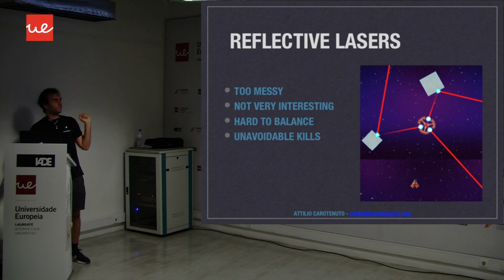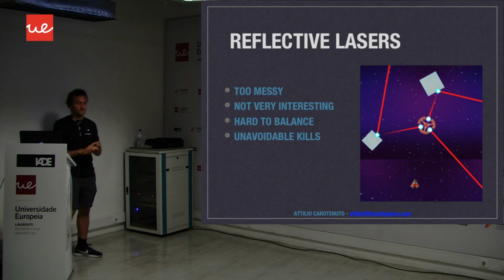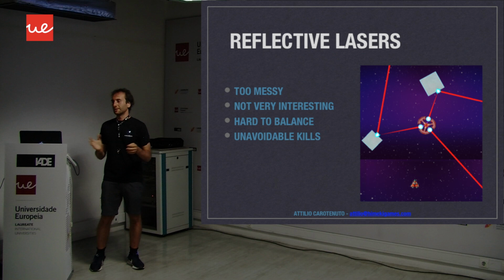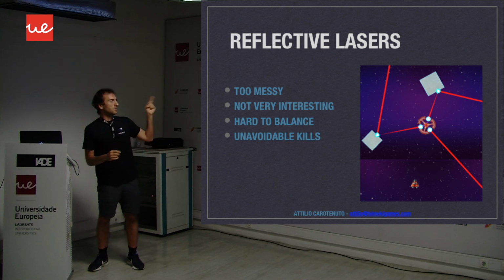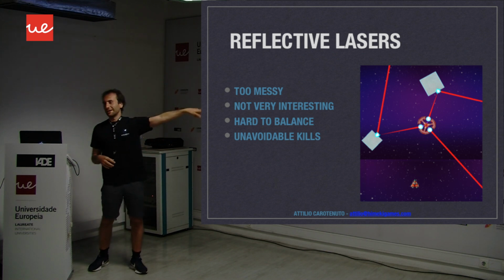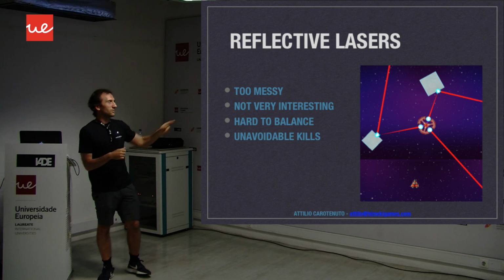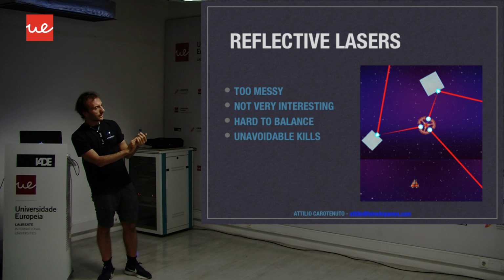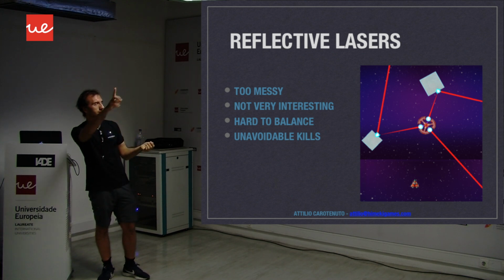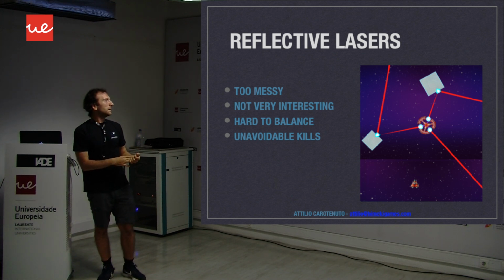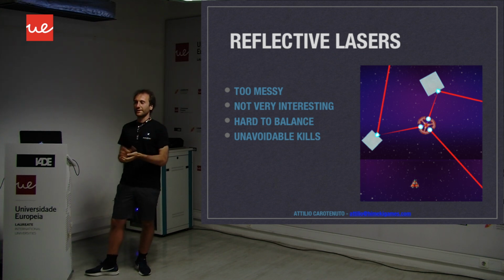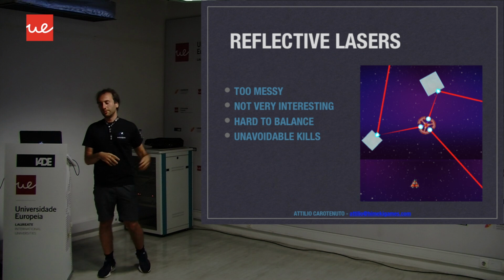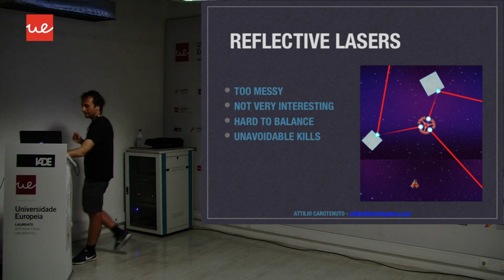That's more like we dropped some features during the game. When you start working on a game, you're always going to work on stuff that you're not going to use. So the game had lasers. That's how the game looked at the beginning. It was pretty cool actually. We had obstacles, and the laser would reflect off the obstacle. But it was too messy, and it was very hard to balance because it was very unpredictable. You would have unavoidable kills. So we had to drop that.